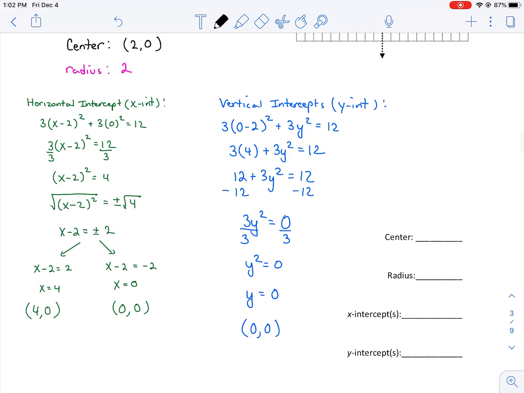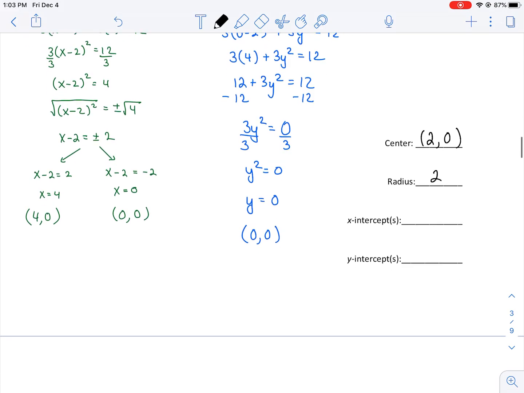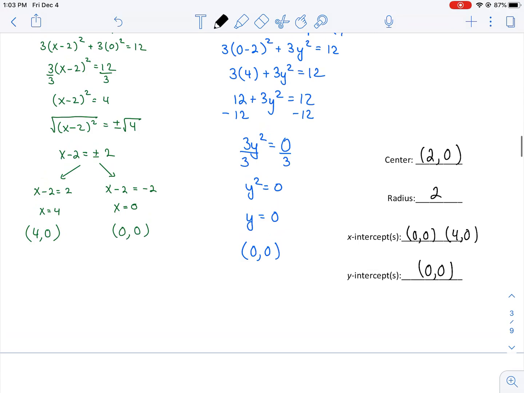Okay. So as a recap, the center of the circle is at 2, 0. The radius is 2. There were 2 x-intercepts, one of them at 0, 0, the other one at 4, 0, and there was one y-intercept at 0, 0. And we are done.